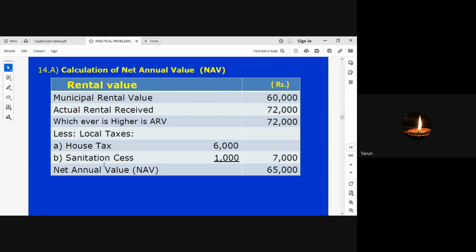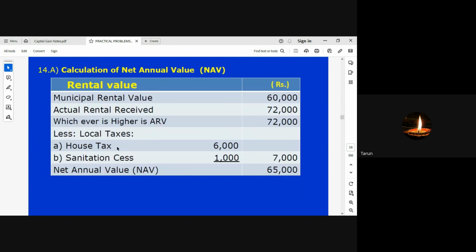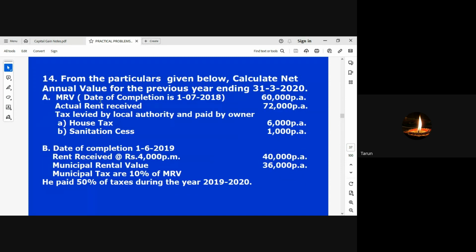So what are the two taxes mentioned in the question? House tax, that is 6,000, and sanitation cess, that is 1,000. These are the taxes given in the question, and you need to deduct all of them from the annual rental value to get the net annual value. In total we get 7,000. So once we deduct the 7,000 from the annual rental value of 72,000, you will get the net annual value, that is 65,000 rupees. So this is the solution of case A.